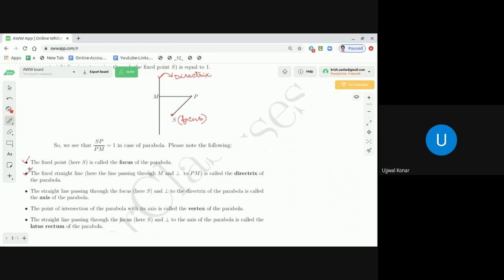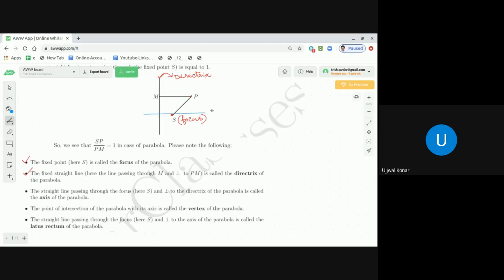The third point: the straight line passing through the focus S and perpendicular to the directrix of the parabola is called the axis of the parabola. Let me repeat, the straight line passing through the focus and perpendicular to the directrix is called the axis of the parabola. So, dear students, if we draw the axis of the parabola in this diagram with the blue color line, it will be a straight line passing through the point S, the focus of the parabola, and perpendicular to the directrix.